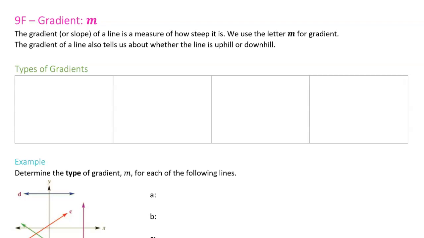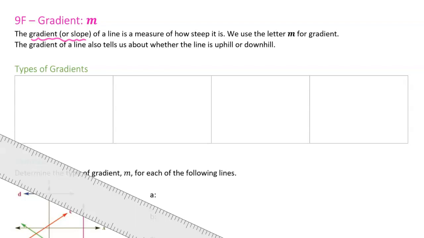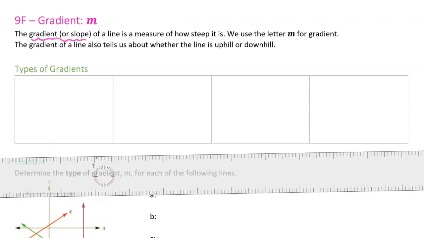So today we're going to be talking about a concept called gradient, and it's sometimes also called the slope of a line. It's a measure of how steep it is, and we've been using the letter M for gradient here. The gradient of the line also tells us whether a line is uphill or downhill, or in fact something else. So let's get our ruler and a pencil, and we're going to draw some kinds of gradients.